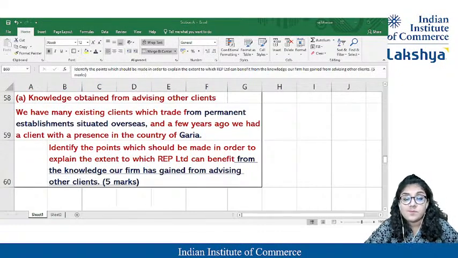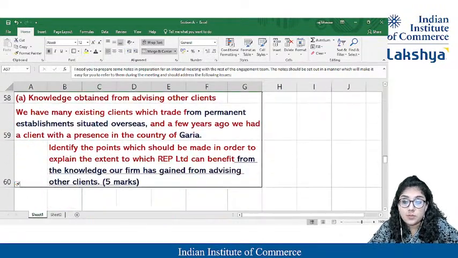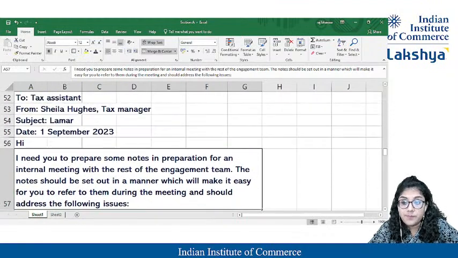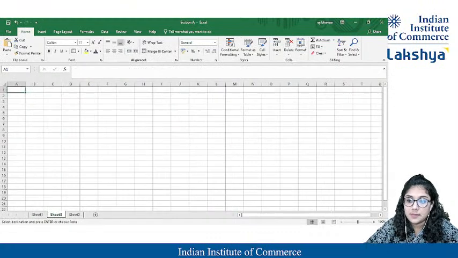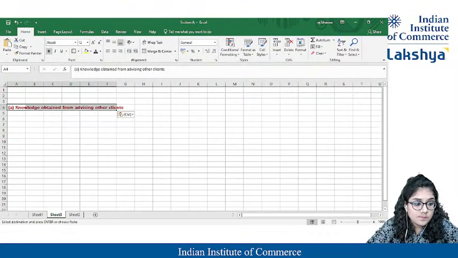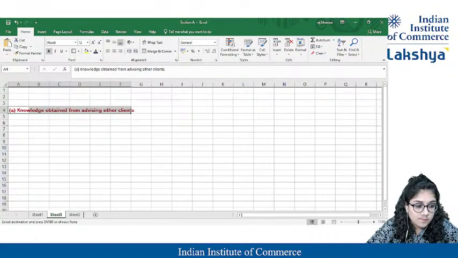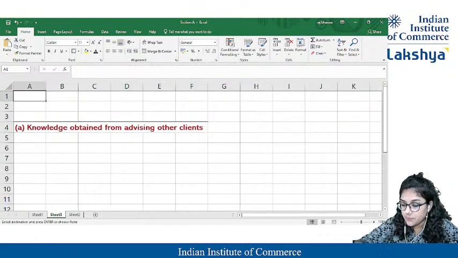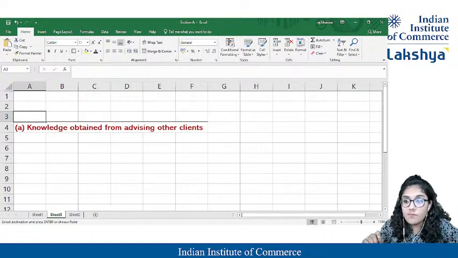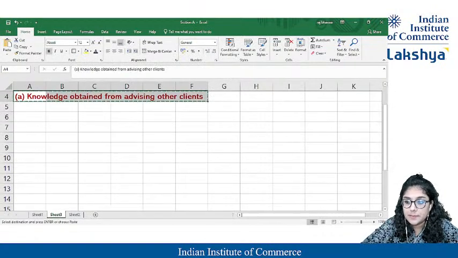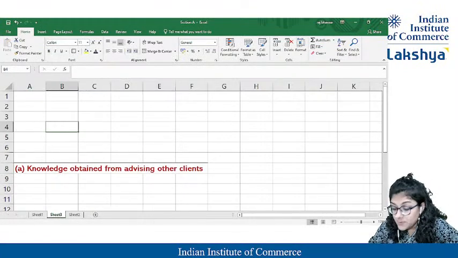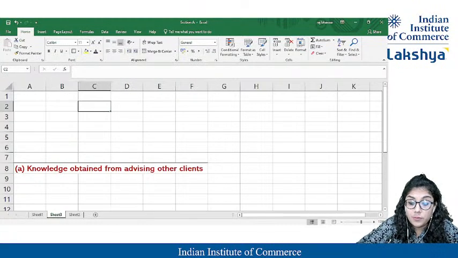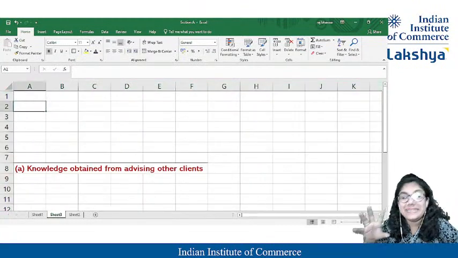Now students, when this has been asked for 5 marks and you are supposed to prepare the notes also, how are you going to formulate the answer? If I write the first question here, I will start writing the answer here. Students, if you want to formulate an answer, always remember that you are supposed to write the narrations and everything.